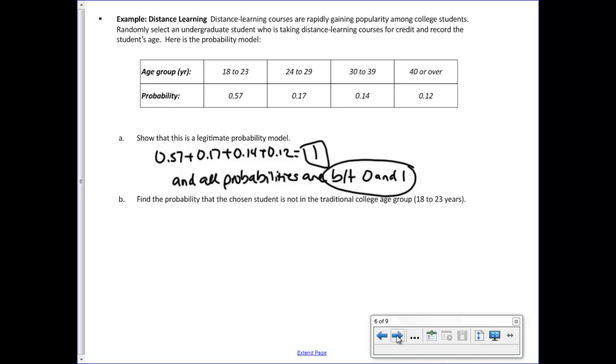Find the probability that the chosen student is not in the traditional age group 18 to 23. So if I say probability of not 18 to 23 years old, what does that mean? When we put in a not there, that's like saying the complement. If they're not in this one, that means we go 1 minus the probability that they are. If they're not in that age group, it's 1 minus the probability that they are. And that gives us 0.43.